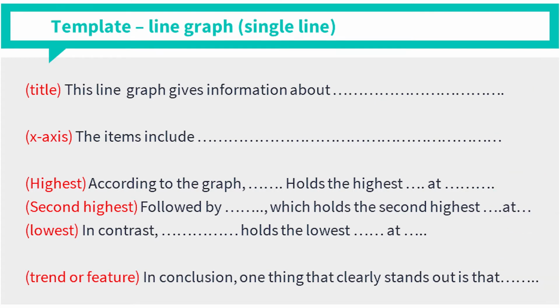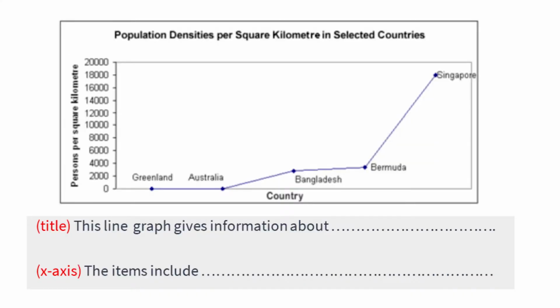For the beginning, we have two sentences, one to cover off the title, the other to cover off the items. Depending on the length of the title and the item, this part takes about 10 to 15 seconds. For this line graph, I would say this line graph gives information about population densities per square kilometer in selected countries. The countries include Greenland, Australia, Bangladesh, and so on.